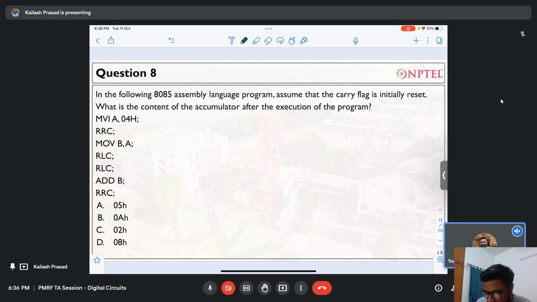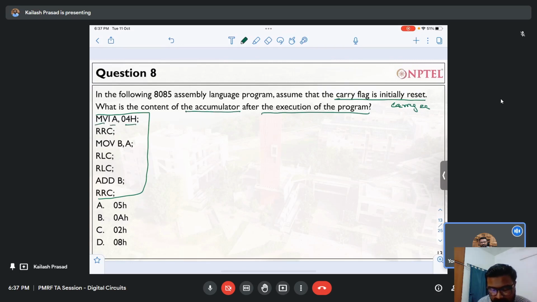There is a program written over here. Please note that in the following 8085 assembly language program, assume that the carry flag is initially reset, so carry is zero. What is the content of the accumulator after execution of the program? We have to execute this program. Move A to 4, then right shift. Then move B to A, then left shift, then again left shift. Then add B, meaning A equals A plus B. Then right shift. And what is the answer?